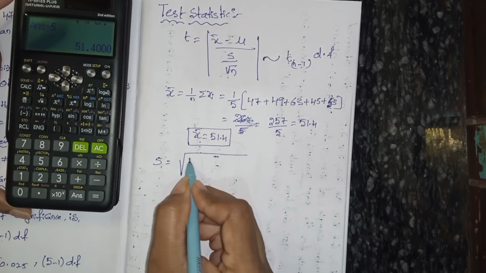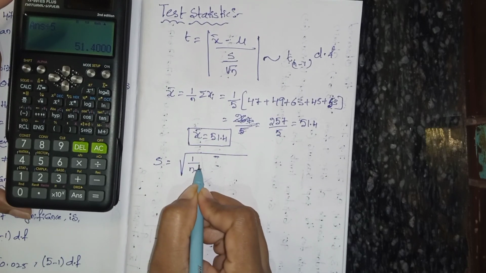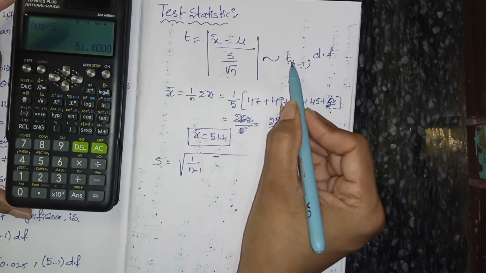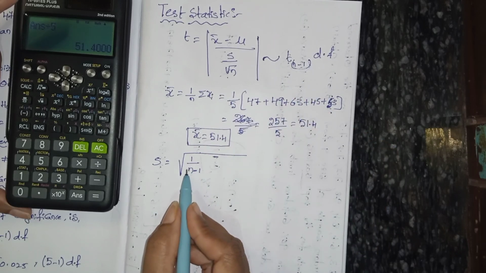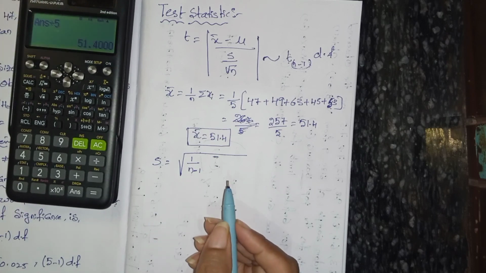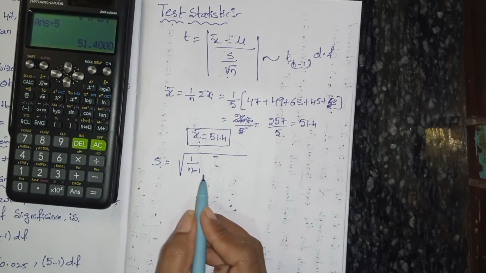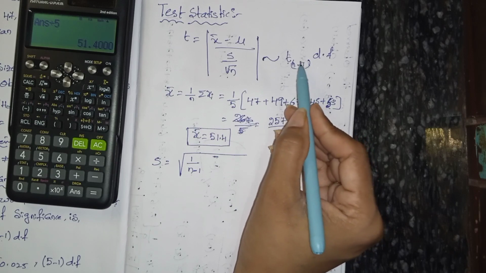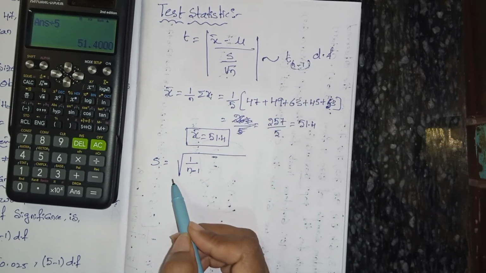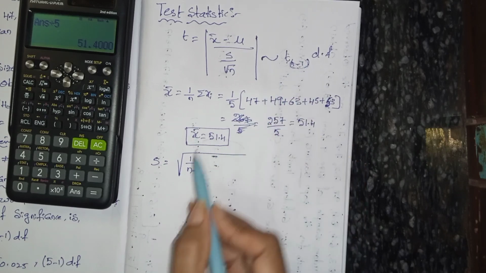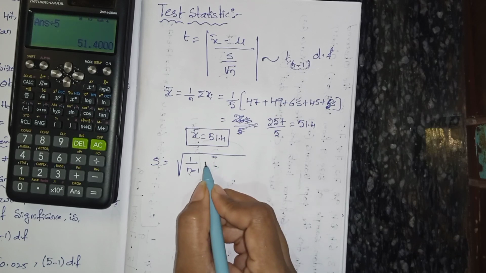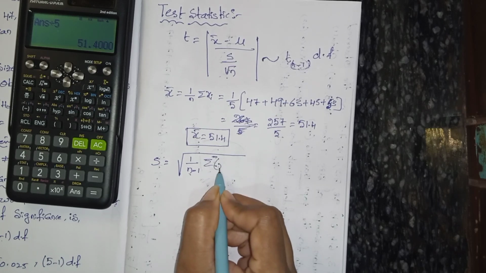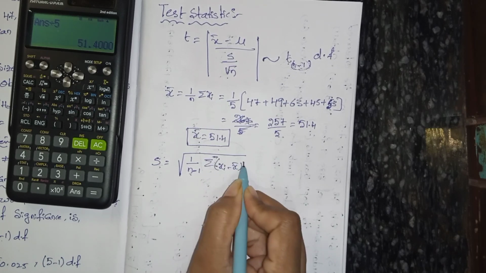Square root of 1 by n minus 1. When it comes to degrees of freedom, we have to write this here in order to find the standard deviation. Normally we have the formula with 1 by n only. But when it comes to degrees of freedom, we have to use a different standard deviation formula, dividing by whatever is there. So 1 by n minus 1 summation xi minus x bar whole square.